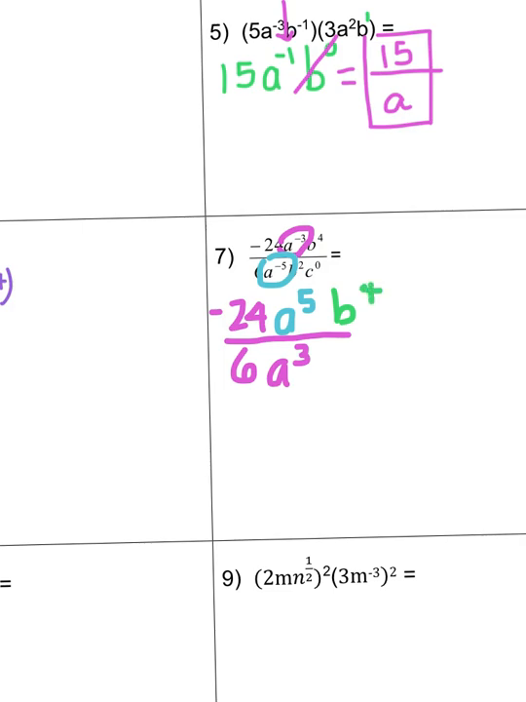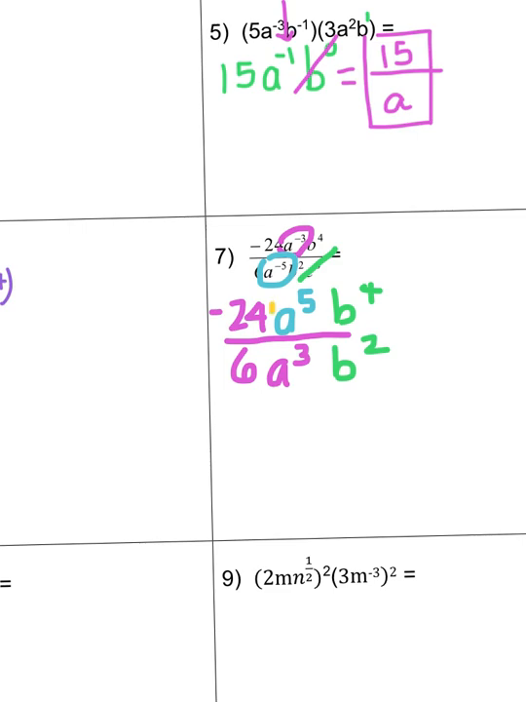And then finally, we have c to the 0 power. C to the 0 power is simply 1. So don't even write the c. You're going to not write any c's in your final answer.